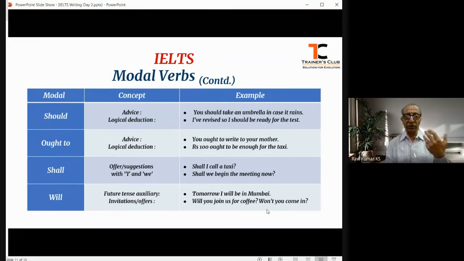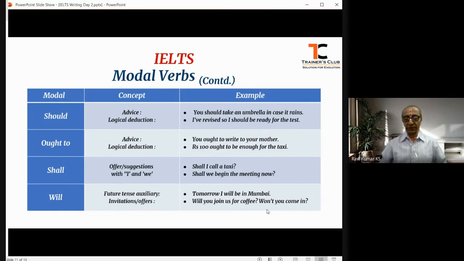Then ought to is also the same as should, but normally ought to is used very little by the Britishers. Ought to is the word which is most of the time used by the Australians, New Zealanders, and the Americans, and especially Canadians. So it is also the same as we use should. It gives advice and logical deductions.